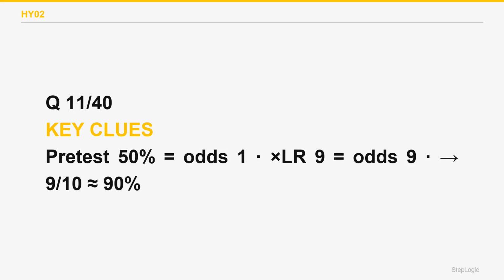Likelihood ratios act on odds. A pretest probability of 50% is odds of 1 to 1, or just 1. Multiplying by the positive LR of 9 gives post-test odds of 9. Converting odds of 9 back to a probability, 9 divided by 9 plus 1 gives about 90%. So a strong positive test pushes this patient from a coin flip up to roughly 90%.